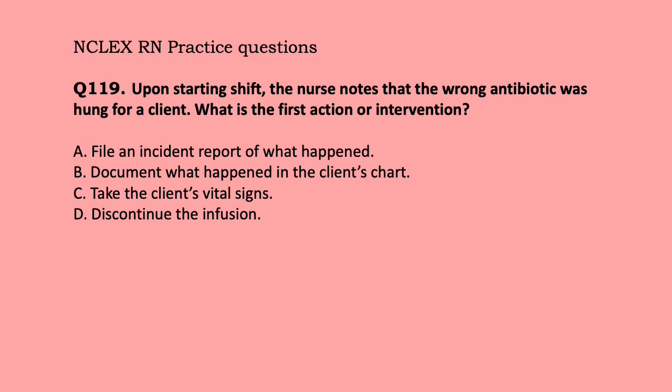NCLEX RN Practice Questions. Question 119. Upon starting shift, the nurse notes that the wrong antibiotic was hung for a client. What is the first action or intervention?